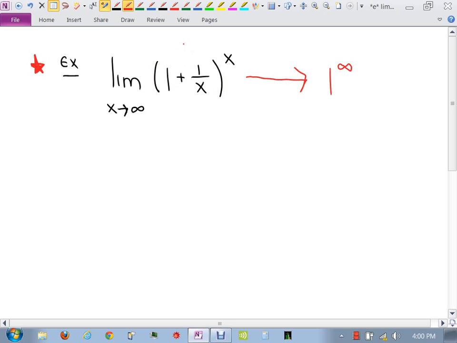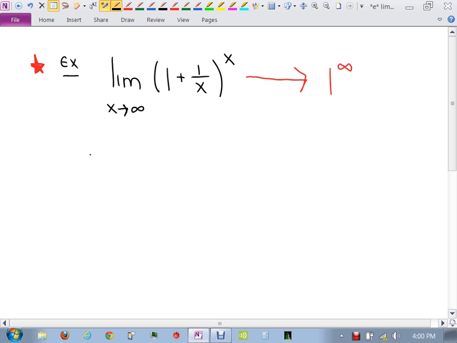Now, we have seen 0 over 0. We've seen infinity over infinity. We've seen 0 times infinity. We have not faced this yet. And so there's a whole different attack for this one. All right, so here it comes.